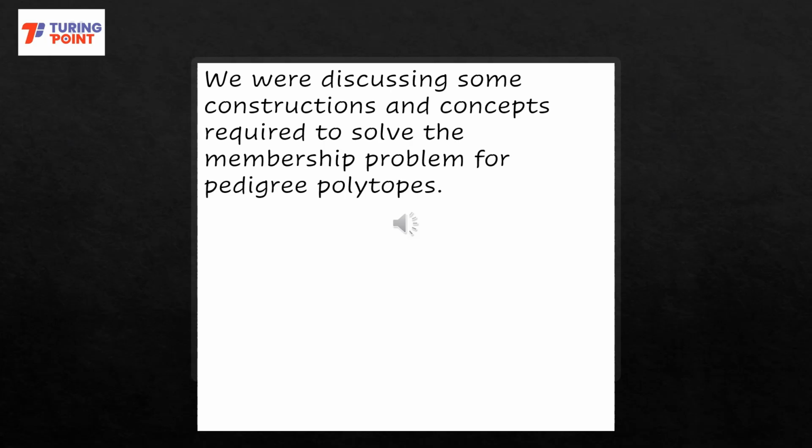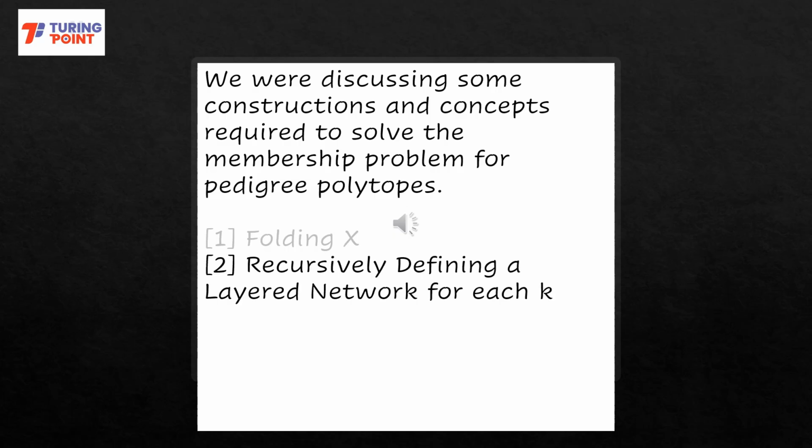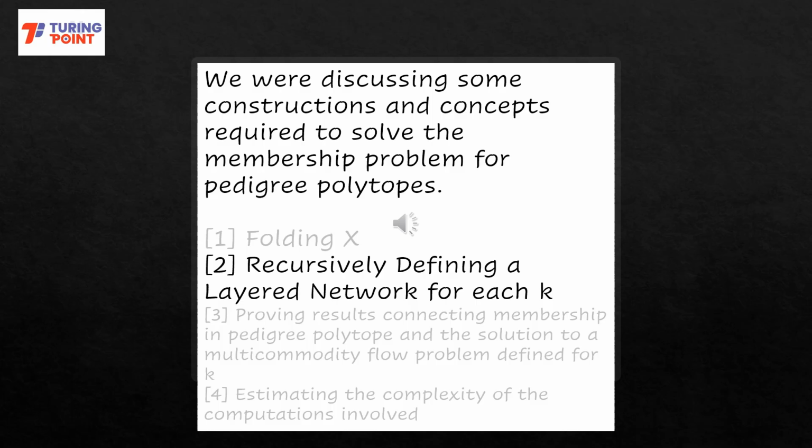In episode 5, we were discussing some constructions and concepts required to solve the membership problem for pedigree polytopes. We discussed folding X so that we could recursively define a layered network for each K, and how solving certain problems in that network, mainly some flow problems, will help in providing results connecting membership in the pedigree polytope and the solution to a multi-commodity flow problem defined for K.